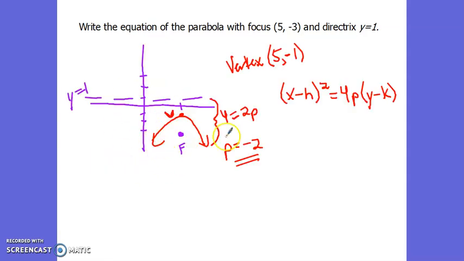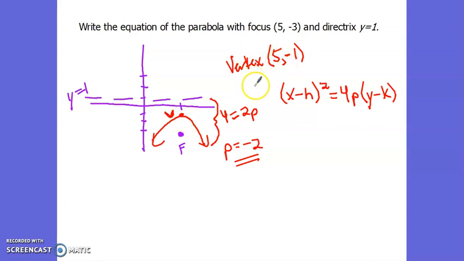Alright, so I drew a quick sketch, not a very great one, but good enough, and took a look at, okay, what do I know? I know that my directrix is y equals 1, my focus is at (5, -3), and halfway in between those two should be our vertex. So our vertex is going to fall at (5, -1). Again, 2 units down from 1, 2 units up from -3. So we've got our vertex.